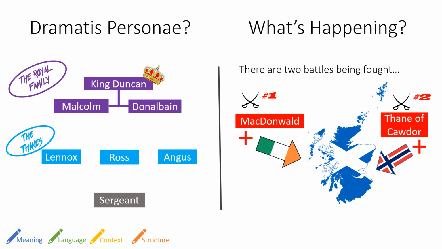So Thane of Cawdor is an important guy who's supposed to be loyal to Duncan, yet has acted treacherously, sided with the King of Norway, and gone against Duncan. So we've got two battles going on. Who's standing up for Duncan? Well, we've got our two generals here. We've got Macbeth and we've got his mate Banquo. Macbeth here is going to be pitted in battle against MacDonald and against the King of Norway and the Thane of Cawdor.